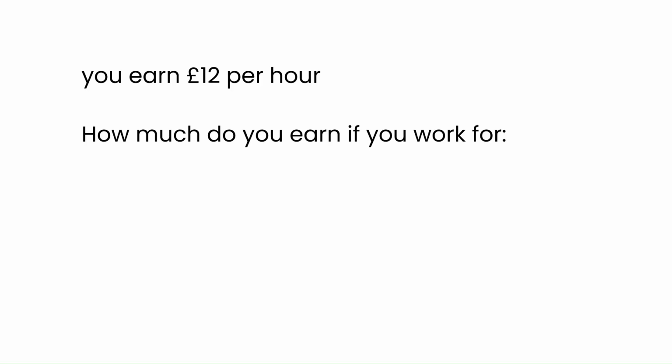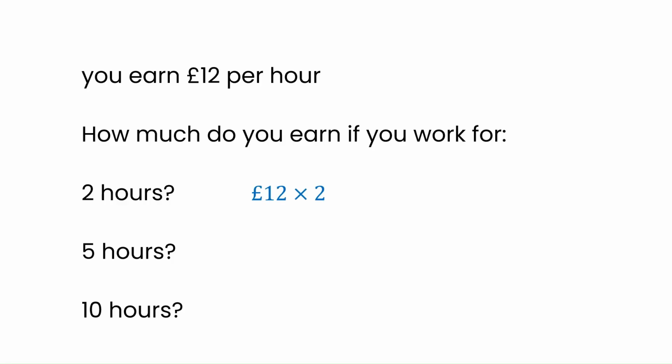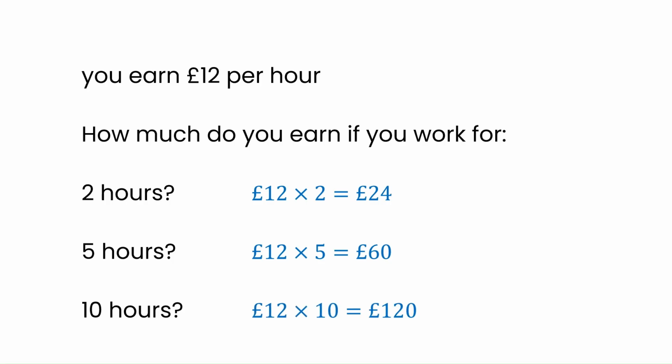Imagine you earn £12 per hour. How much would you earn if you work for 2 hours, 5 hours, 10 hours? Well, £12 per hour times 2 hours is £24. £12 per hour times 5 hours is £60. And £12 per hour times 10 hours is £120.